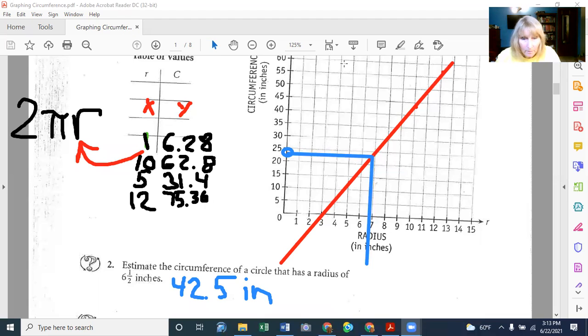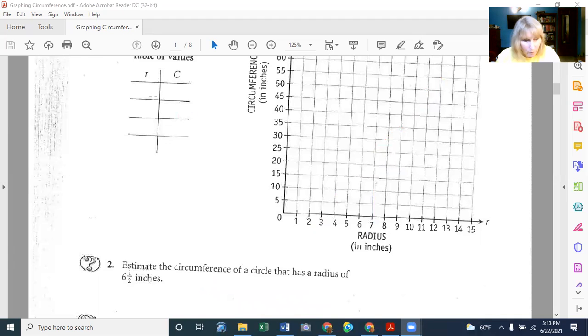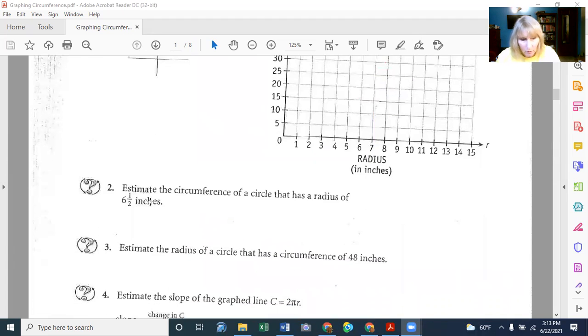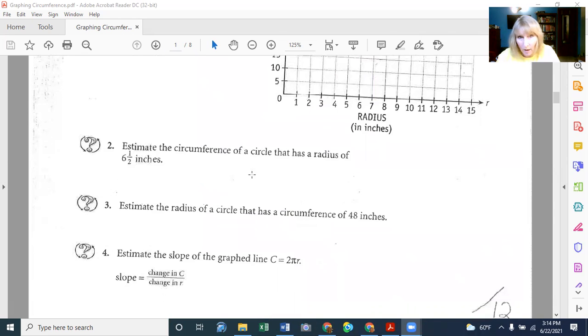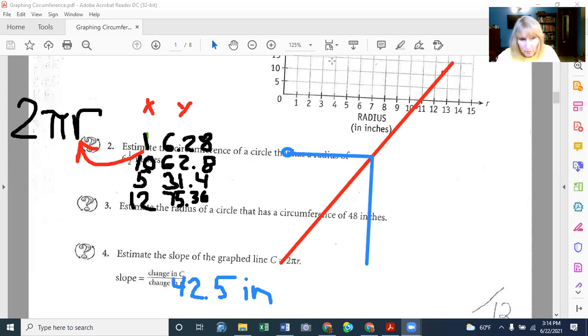I'm going to hit clear. And I want to show you number 4 on the bottom here. I'm going to let you do number 3, estimate the radius of a circle that has a circumference of 48 inches. Okay, so now this time you're going to have to go from the up and down numbers, 48, go across to where it hits the line, and then come down and see what the radius would be. So you're just doing it the opposite way. And number 4, estimate the slope of the graphed line. Well, now I just erased that. So let me see if I can undo that and put those numbers back.